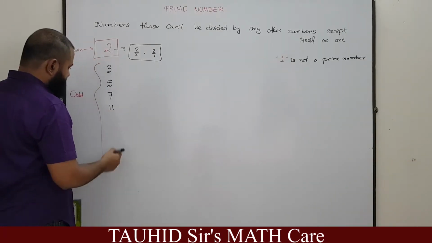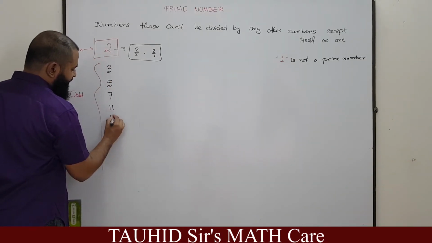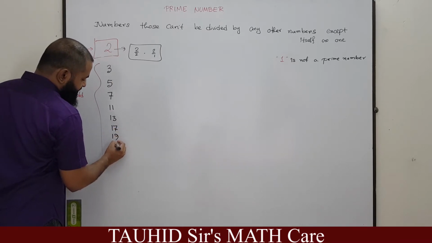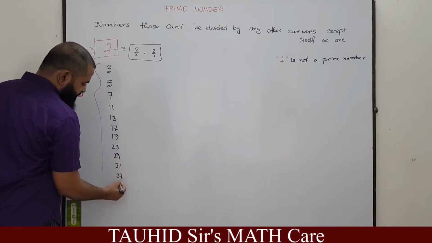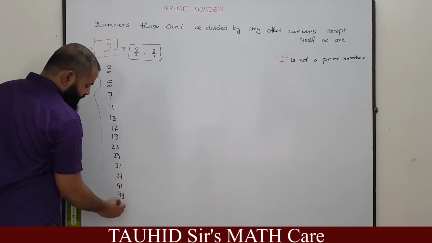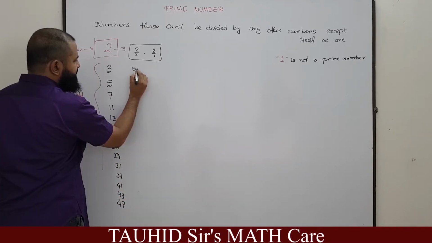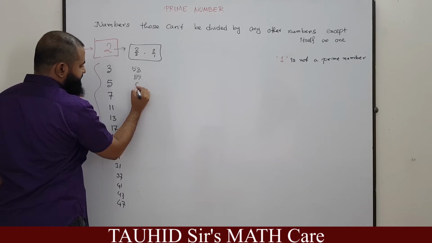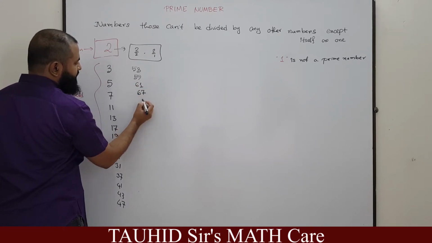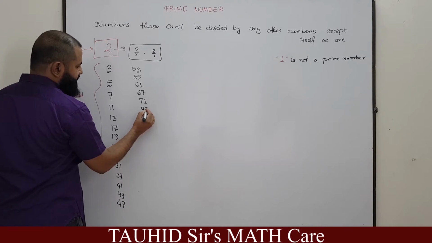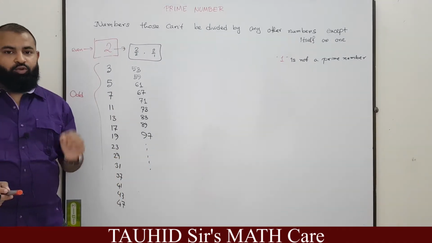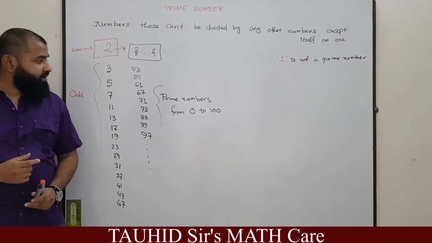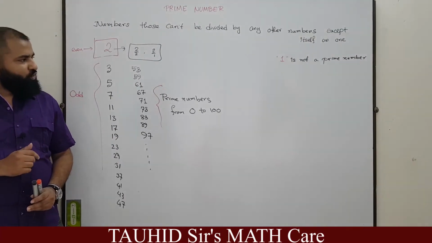Okay, go on listing. 3, 5, 7, 11, 13, 17, 19, 23, 29, 31, 37, 41, 43, 47, 53, 59, 61, 67, 71, 73, 83, 89, 97. These are prime numbers. It is better to memorize these numbers. Here I have written the prime numbers from 0 to 100. You can write more.